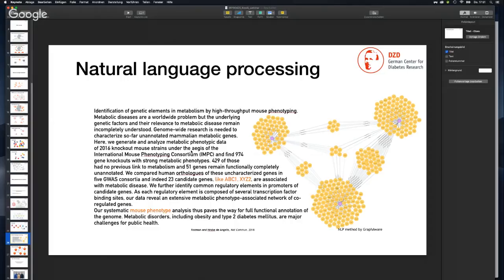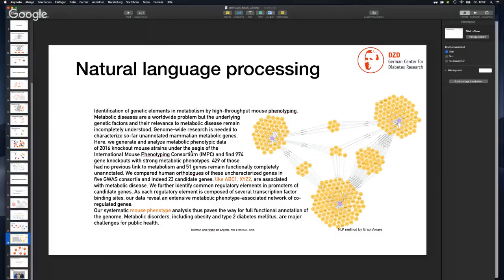As I said, 30 million publications, and usually when our researchers want to query this database, they look for diabetes and obesity, and what they get back is something like 30,000 articles that they should read. And of course, nobody is able to read 30,000 articles.